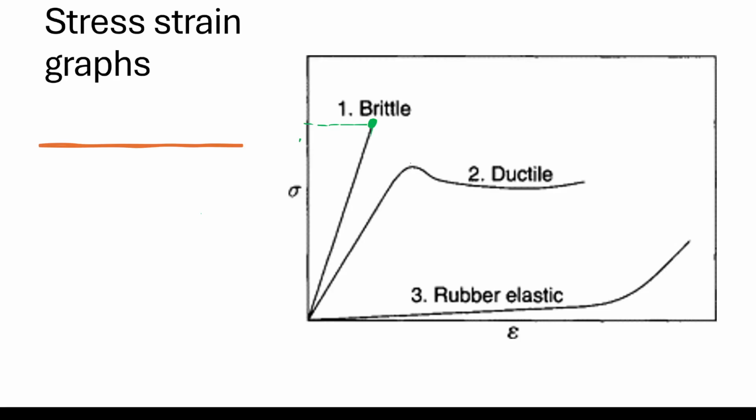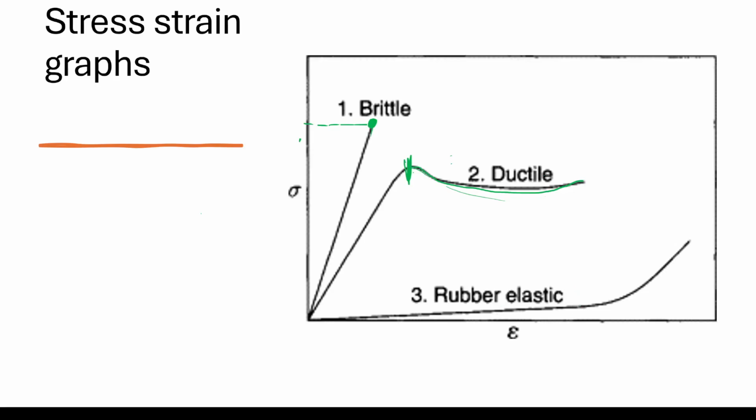This one, the ultimate tensile strength is less, but it can have more extension in it. That's why it is ductile. Ductile is a wire that can be stretched into thin wires, right? If you remember key stage 3 definition. So this one is a ductile material because although its ultimate tensile strength is less, it can have more strain in it. It can be extended.